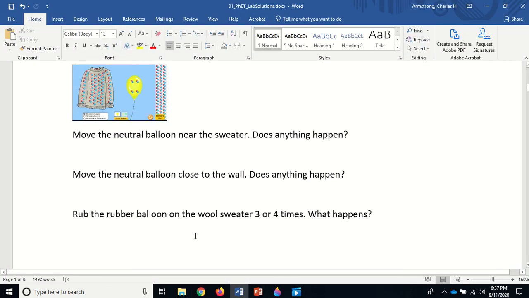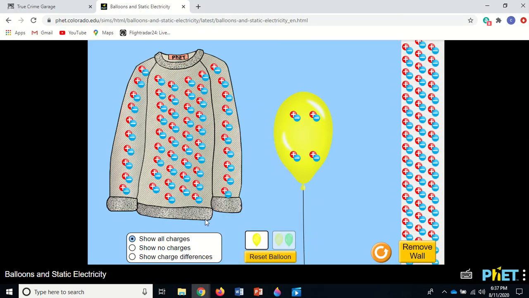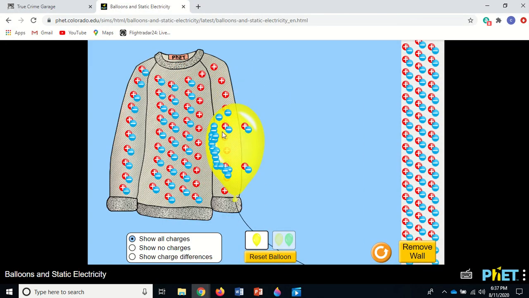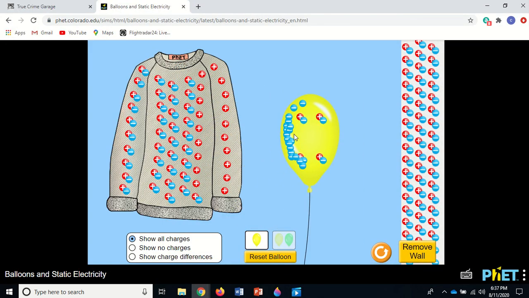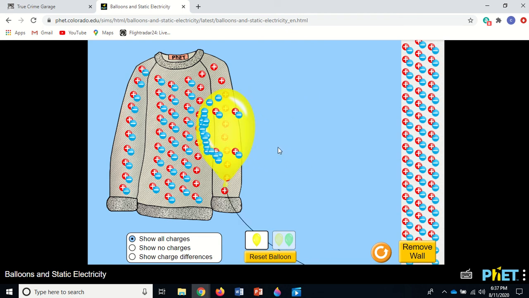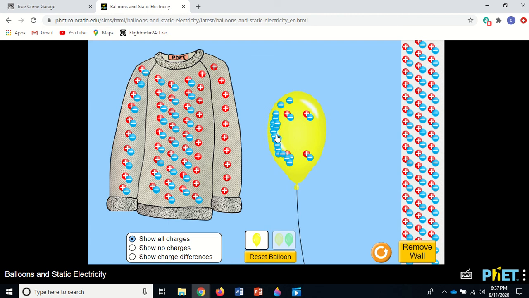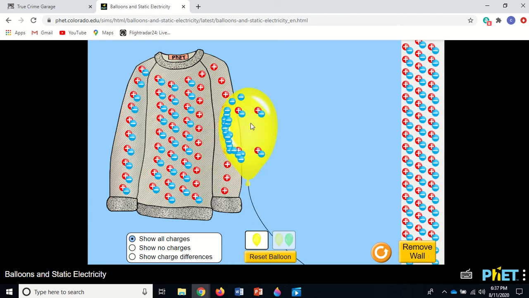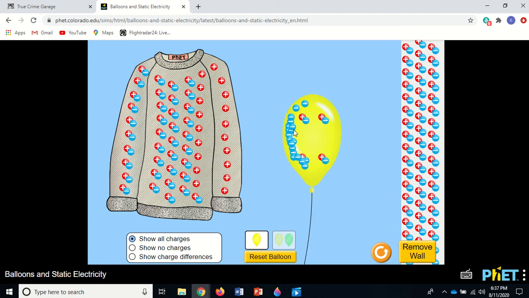Rub the balloon on the wool 2 or 3 times. What happens? Okay, so we rub the balloon on the wool. 1, 2, 3. Okay, so now what happens? Oops, now the balloon is being attracted to the sweater. The balloon is negatively charged, the sweater is now positively charged. We took electrons away from the sweater and put them onto the balloon.